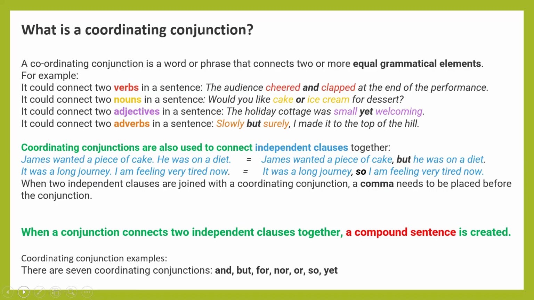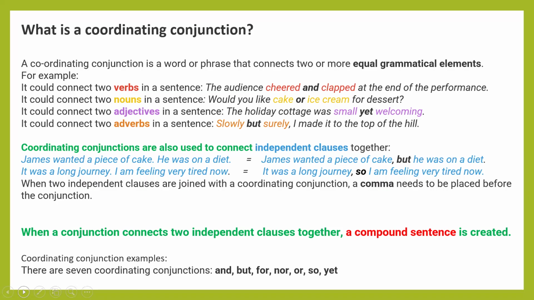So in this again, we have to use a comma in the first sentence. It was a long journey, comma. Then, so I am feeling very tired now. So is a coordinating conjunction, and before the first independent clause, we have to use a comma. It is a rule. Okay.